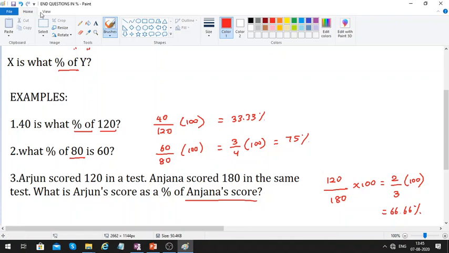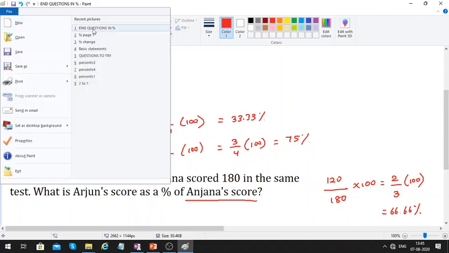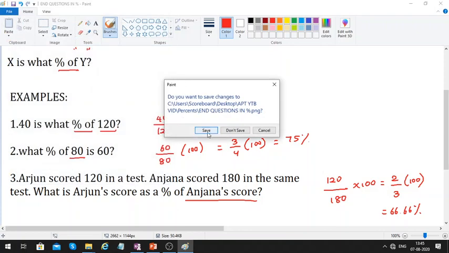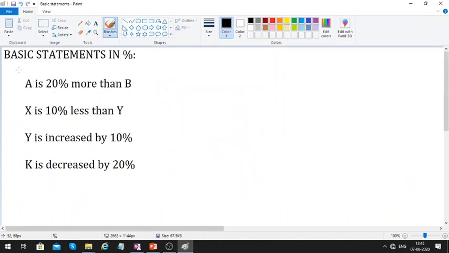Now moving on to the next one, which is the basic statements that you will be getting in percentages. For example, you will always be coming across statements like A is 20% more than B. If you are struggling with basic statements like this, you are going to struggle in more questions, because this will not be a complete question. This will just be a part of solving a question. So you should immediately know how to make an equation for it. A is 20% more than B is nothing but A is equal to B plus 20% of the same B. Same way, x is 10% less than y is nothing but x is equal to y.